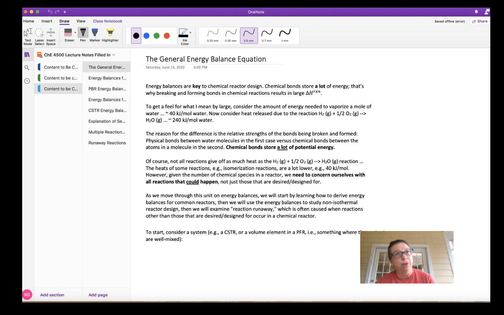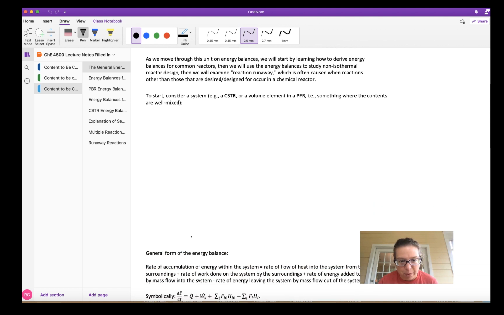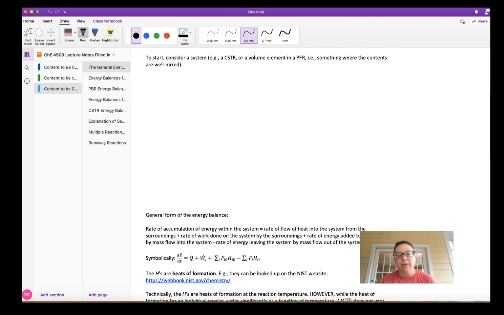All of the chemical components in the reactor have a lot of potential energy in their chemical bonds, and henceforth we need to control for that. To do that, we need to understand how energy balances influence reactor design. So that's what we're going to do here. We're going to derive an energy balance. In this particular lecture, we're going to derive the general energy balance, and then we will move on to derive energy balances for PFRs, PBRs, and CSTRs.